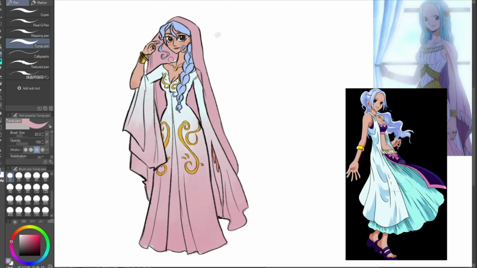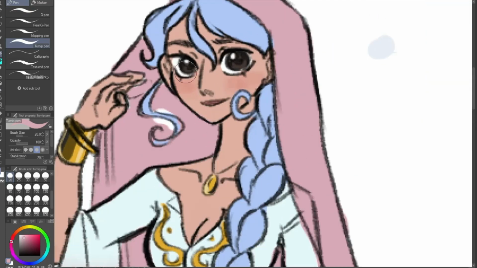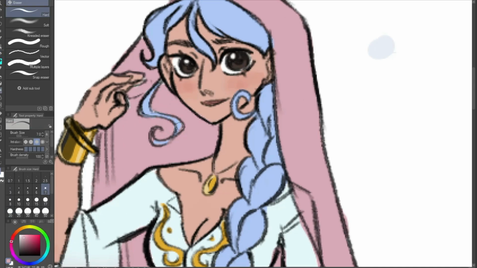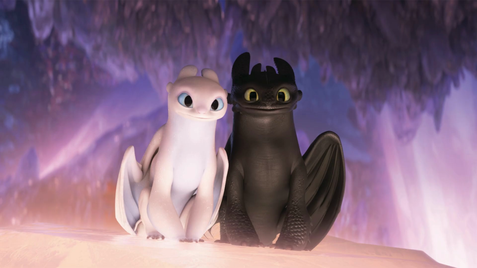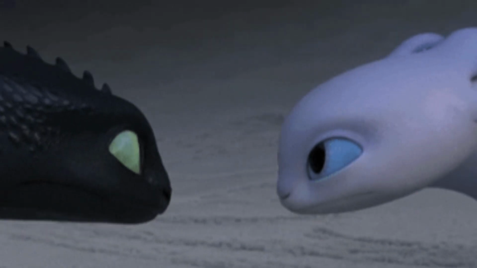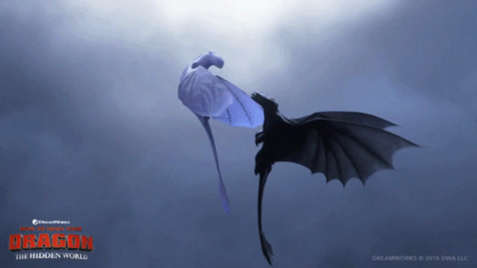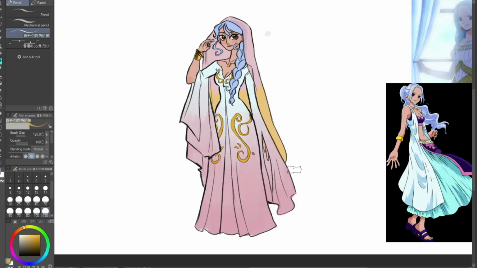Now, there are times when sex dimorphism can be restrictive and can create uninteresting character designs. And a huge example of this is Light Fury from How to Train Your Dragon. Was it 3? One of those movies. Come on, guys. I'll put it on the screen. She looks like a recolored version of Toothless. Now, this was a choice. This isn't the fault of sex dimorphism. It's mostly the fault of whoever greenlit this.